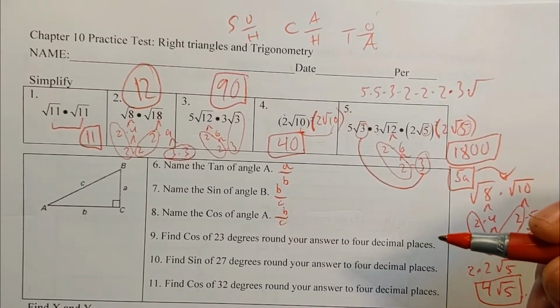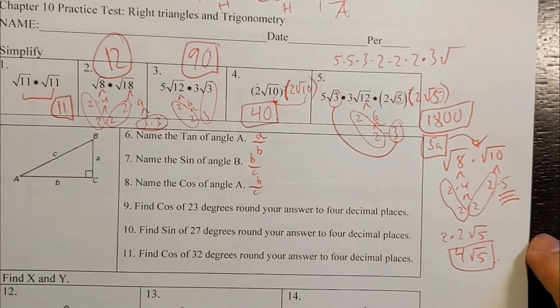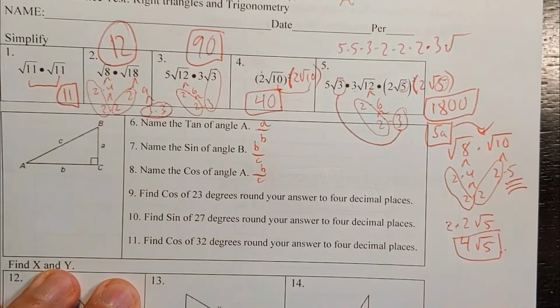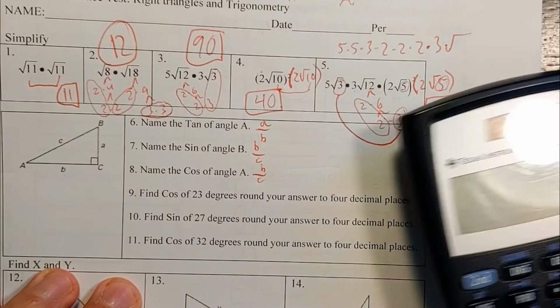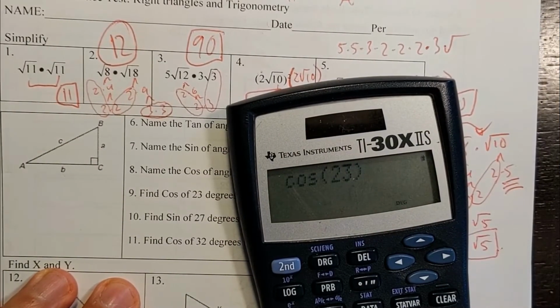You just need a calculator, or you need a calculator app on your phone. Make sure that you can get to these answers if you're using your phone. Make sure you can get these the same as I'm getting them using my scientific calculator. So cosine of 23, I just get my calculator out. I go cosine 23, press equals.